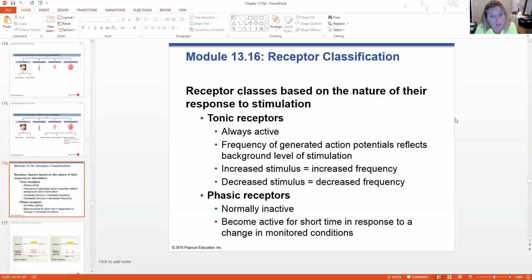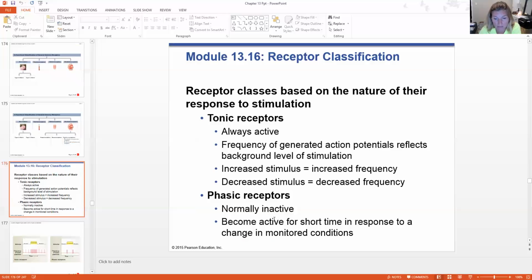Phasic receptors are normally inactive. These will become active for a very short time in response to a monitored condition. So in other words, you go outside and there is a light breeze in the air, right? Your tonic receptors are going to know that, right? They're always active. But when that breeze picks up, all of a sudden you're like, whoa, your hair is blowing all over the place. Those are your phasic receptors that are activated for those few brief moments until you adjust, and then you're fine.